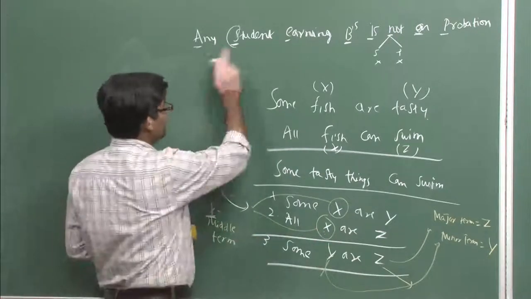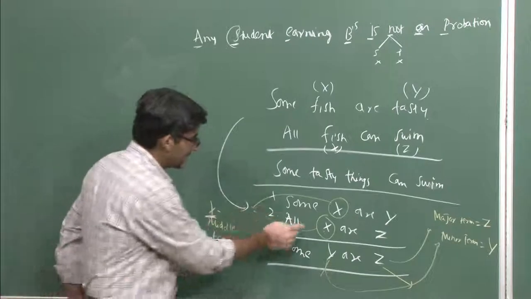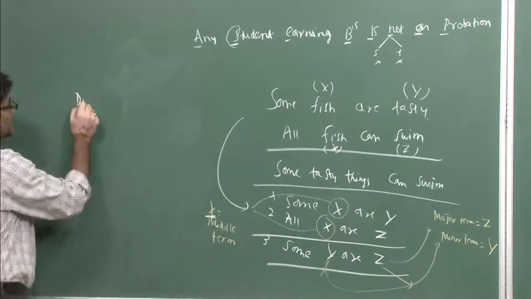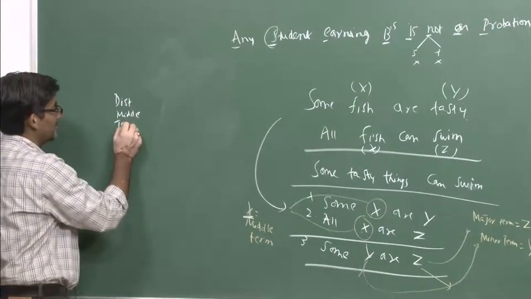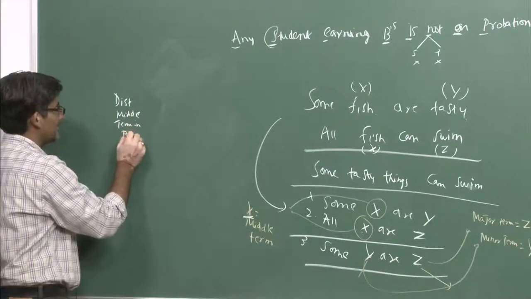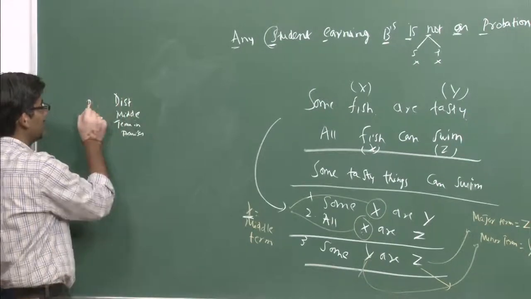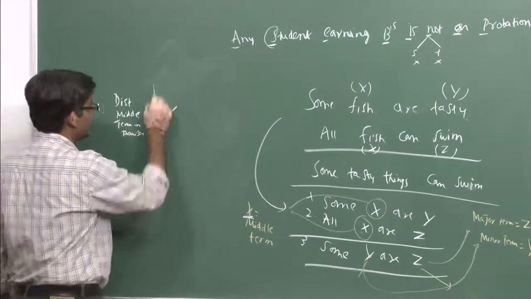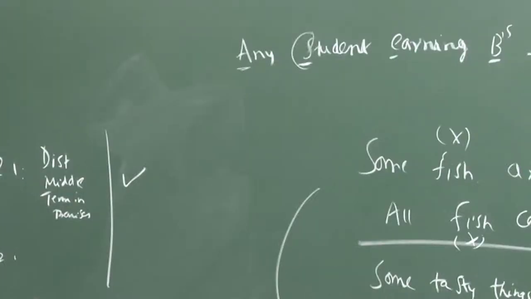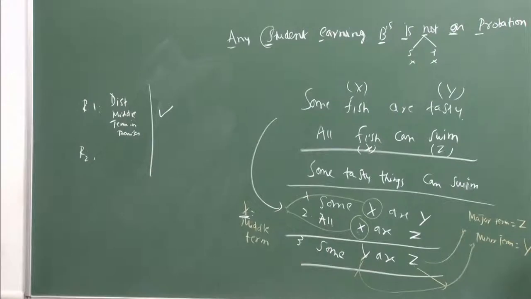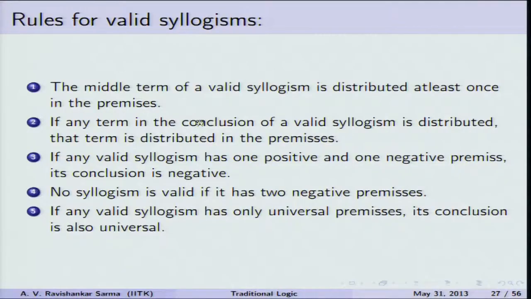So the middle term is distributed in the premises. This is rule number one, and this is satisfied. Now we need to look for other rules. The other rule is that if any term in the conclusion of a valid syllogism is distributed, that term has to be distributed in the premises.